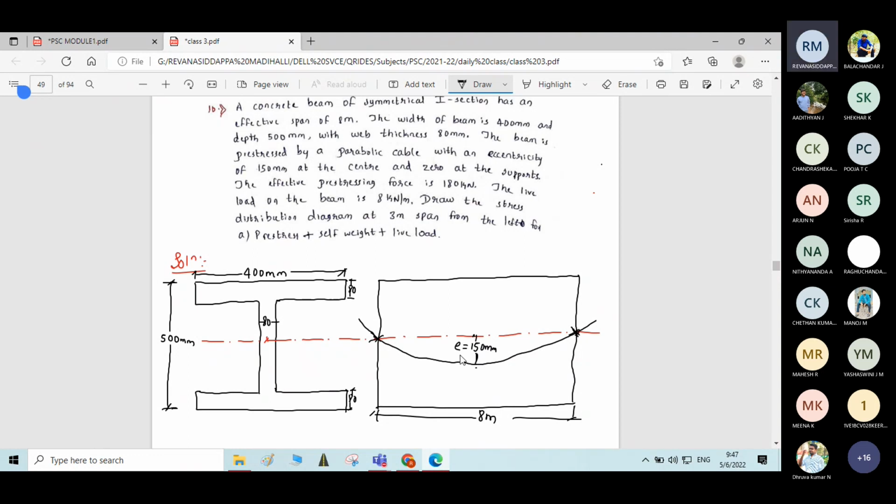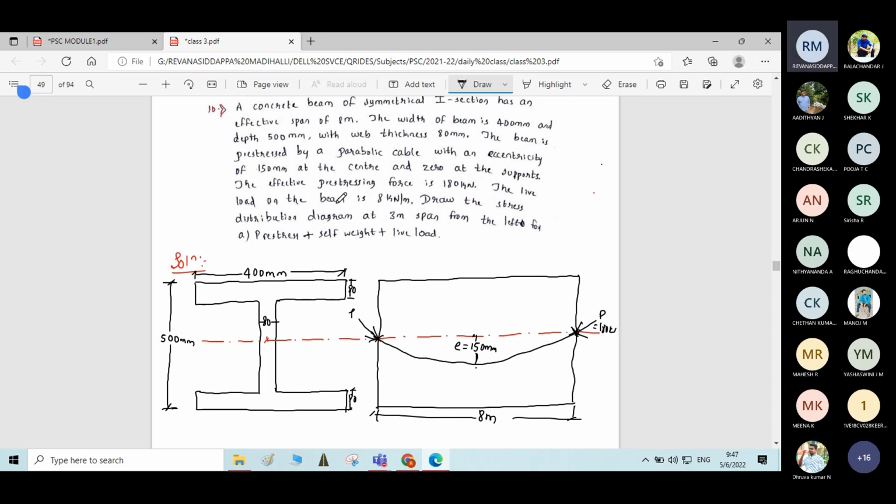Okay, this is what is given in the problem. I hope you are understanding. So this is the prestressing force which acts through the cable. Okay, the effective prestressing force is 180 kilonewton. P is equal to 180 kilonewton.